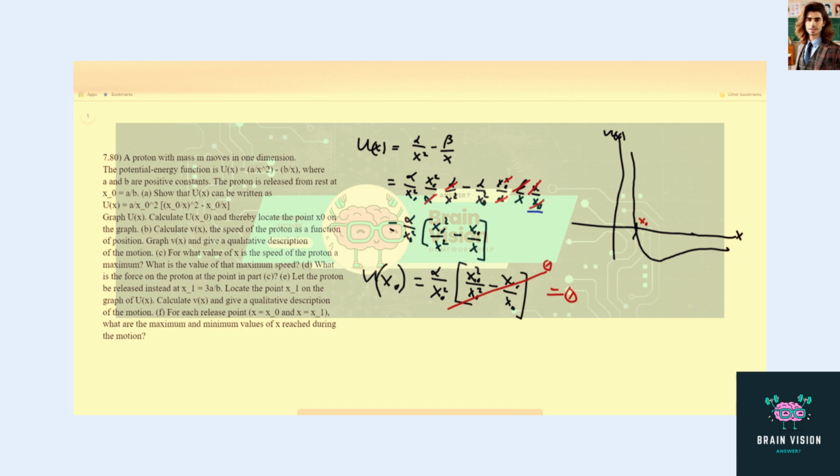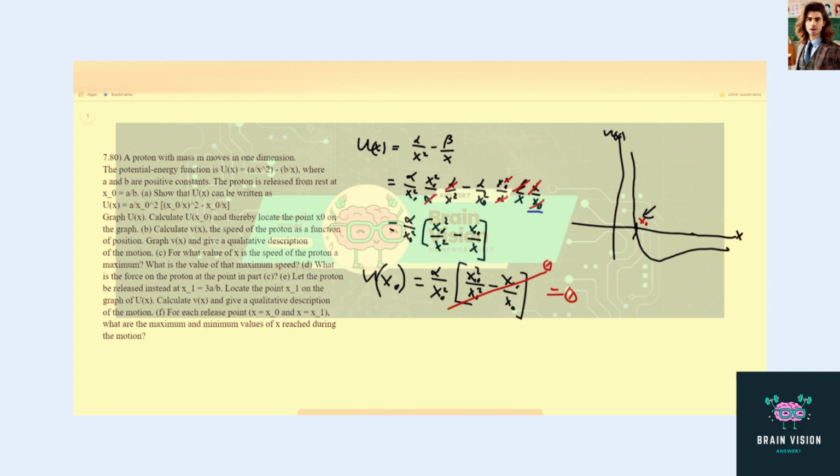Okay. B, calculate v of x, the speed of the proton as a function of position. Okay, so since x sub 0 is where the proton is released from rest, that means that at that point we have zero kinetic energy and zero potential energy, and then we're supposed to calculate v of x, the function of x for velocity, and then what happens to the velocity throughout this motion.